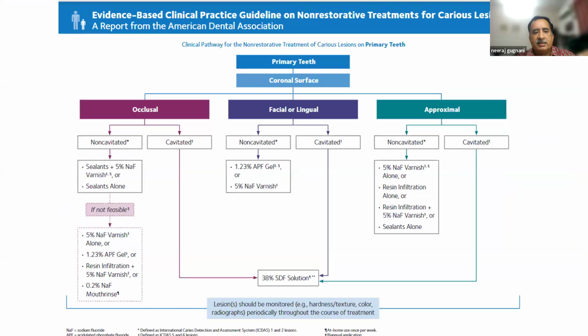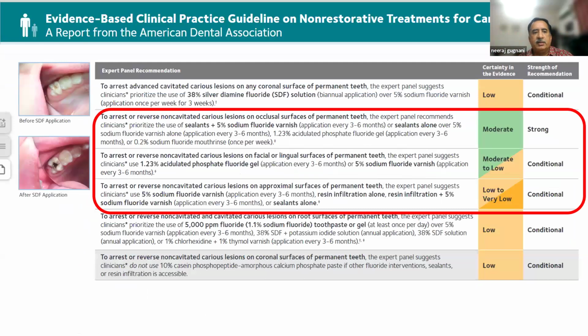This is the same text that I've just shown you, but in the form of a flow chart. If any one of you is interested, this is a beautiful article. You can go to the evidence-based clinical practice guidelines for non-operative care for carious lesions, and a similar chart is also available. In this, you can see it is categorized into occlusal surface, facial surface, and proximal surface. For non-cavitated, it has shown sealants alone. Non-cavitated so and so, cavitated so and so. A similar chart is also available for the permanent teeth, but I'm not going into detail of the permanent teeth.